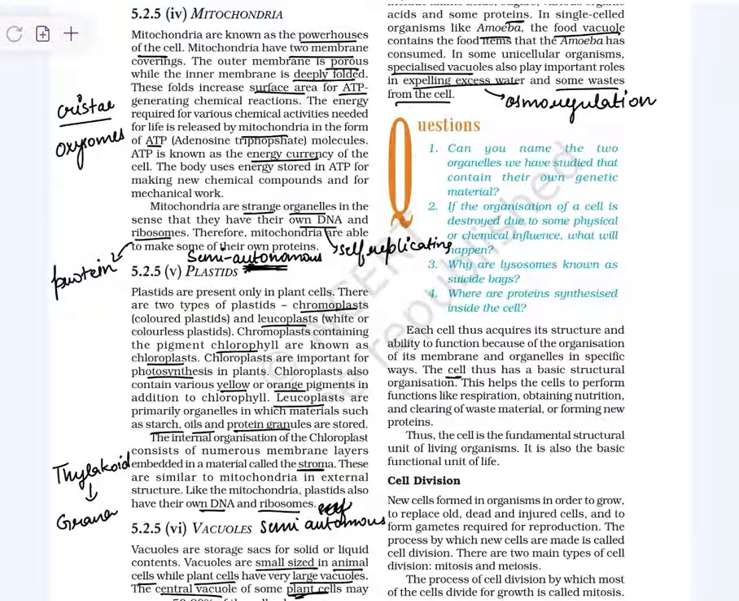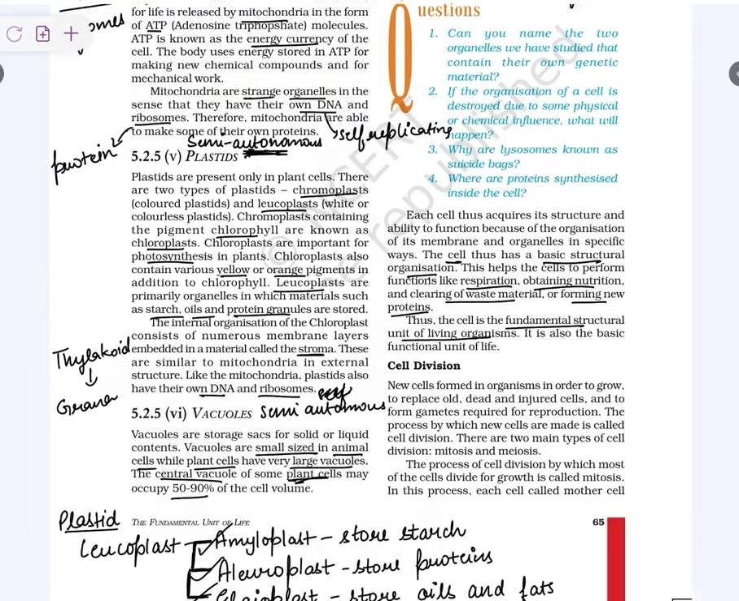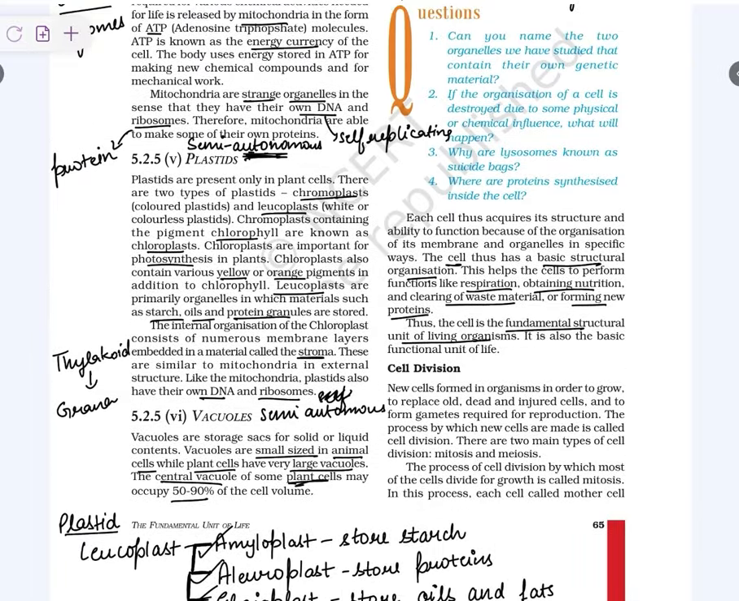And the cell is a basic structural organization. This helps the cells to perform functions like respiration, obtaining nutrition, clearing out the waste material, forming the new protein. और ये सारे functions के लिए अलग अलग organelles एक cell में present है. Thus, cell is a fundamental structural unit of living organisms. And it is also the basic functional unit of life.